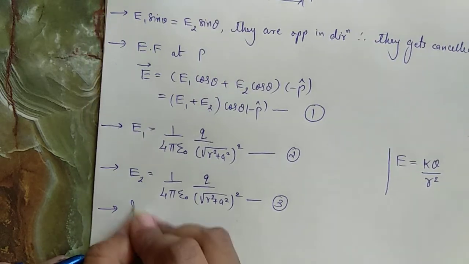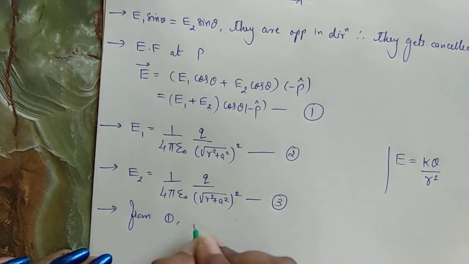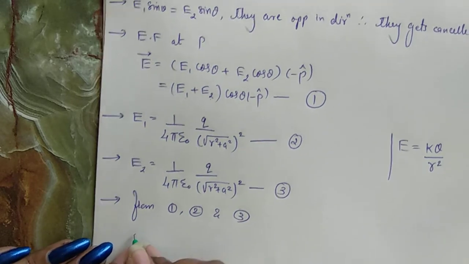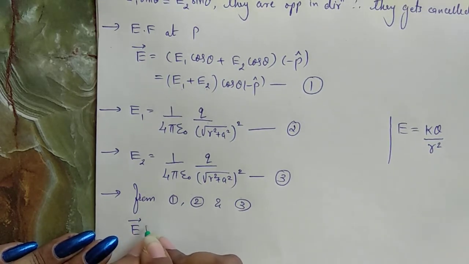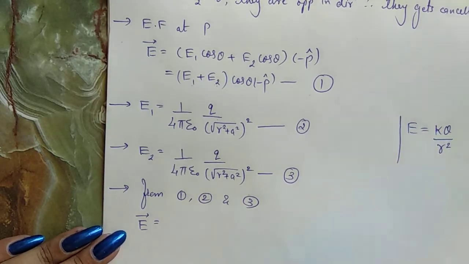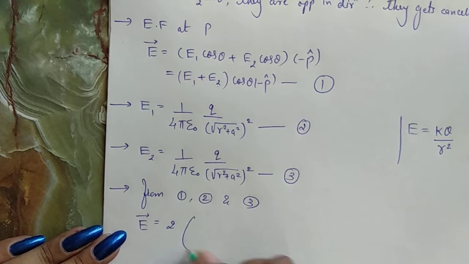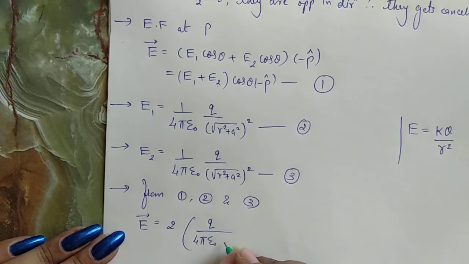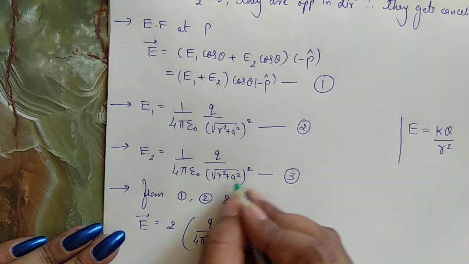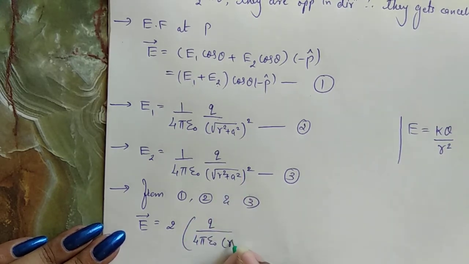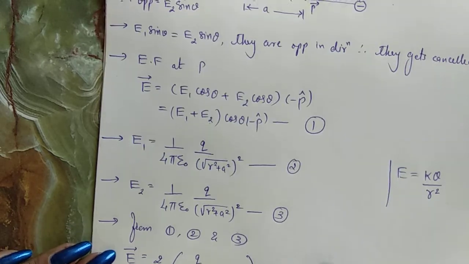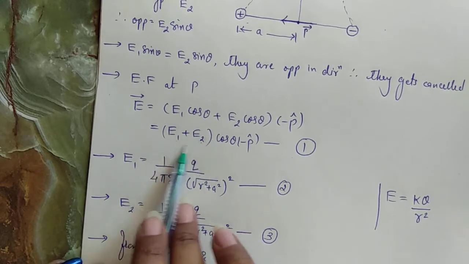So from 1, 2 and 3, I am going to get the resultant electric field equal to double of Q upon 4 pi epsilon naught, and the square of the under root is going to give me R square plus A square. Okay, so I have substituted this value of E1 plus E2.